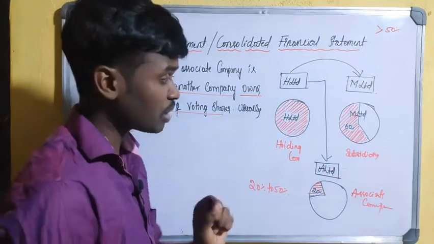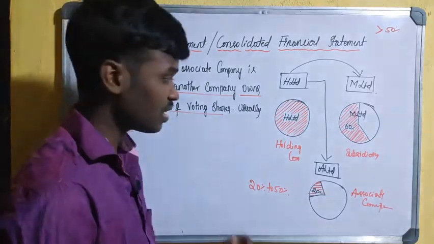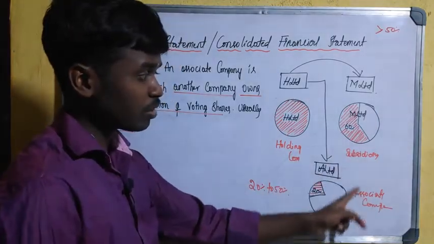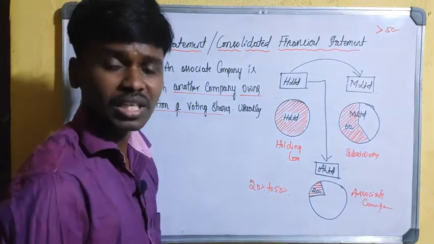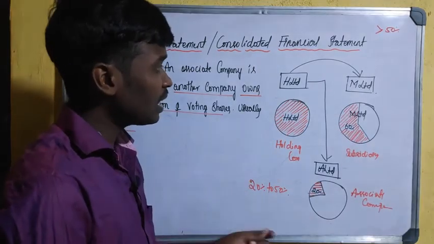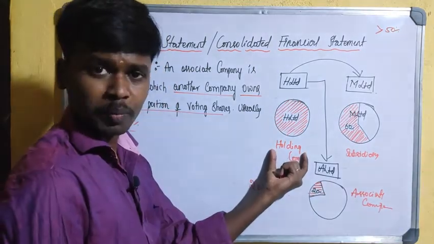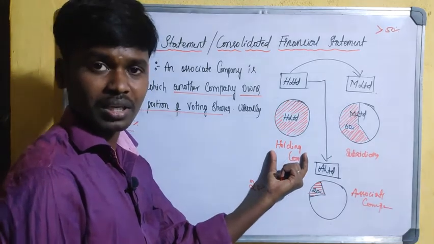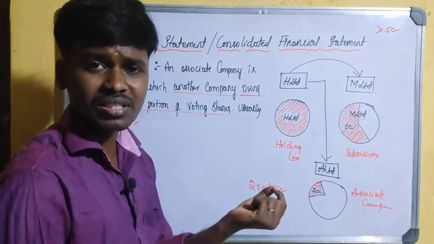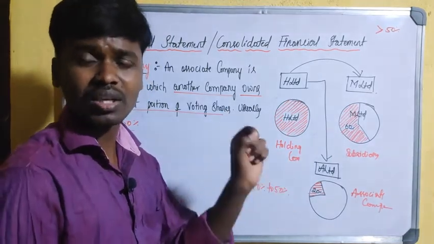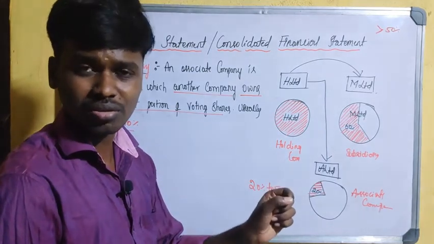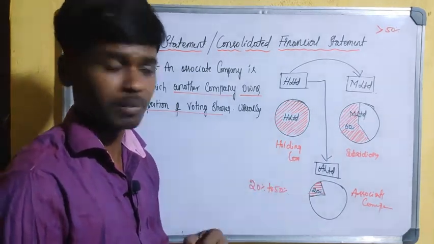This is a very important concept for your examination and also for the UGC NTA exam. So, the difference between the subsidiary company and associate company. Finally, the holding company is going to prepare the consolidated financial statement, right? Consolidated financial statement means a combination of balance sheet, income statement or profit and loss account, and cash flow statement, right?